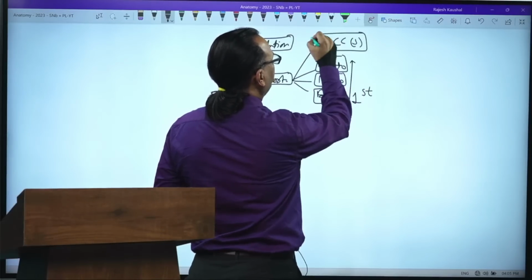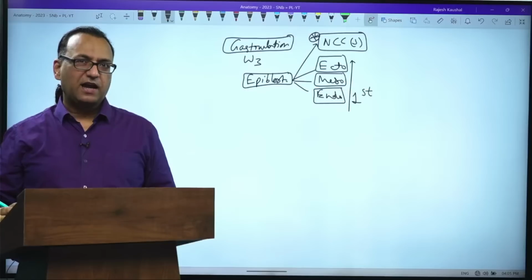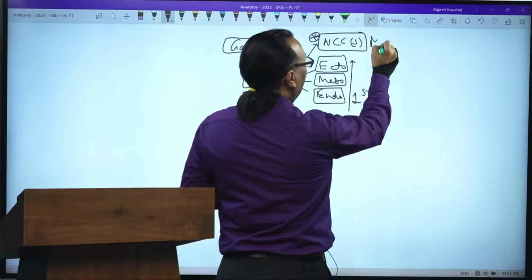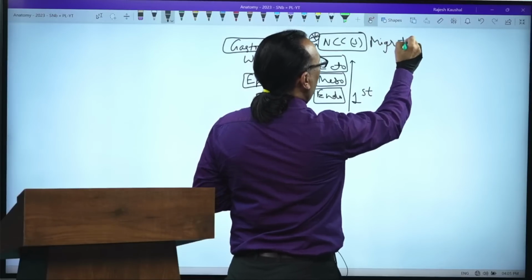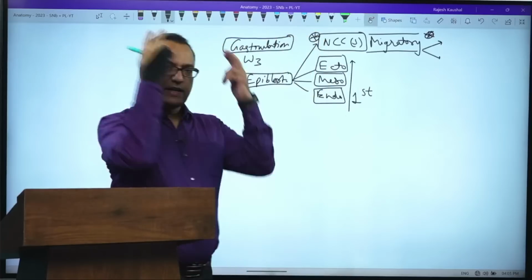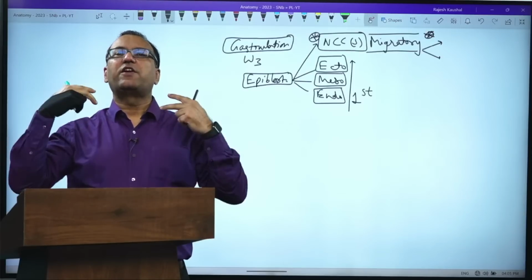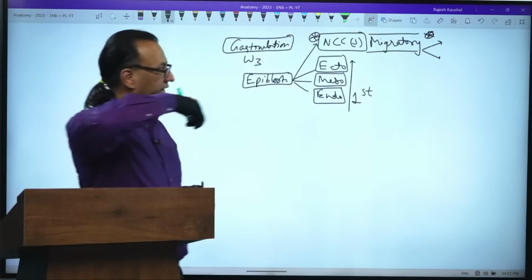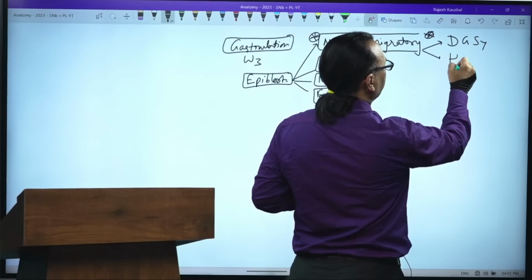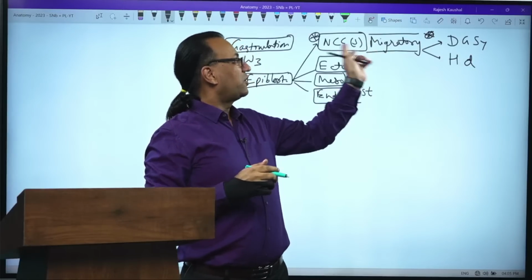Now, there are some questions which keep coming on neural crest cell derivatives. These are migratory cells, and they keep migrating to various regions of the body. So, we are going to talk about some problems with the migration. Sometimes they may not migrate to the head and neck region. There is DiGeorge syndrome. There is another syndrome, Hirschsprung disease, which we can talk about. So, one is DiGeorge syndrome, another is Hirschsprung disease. These are because of problems of migration of neural crest cells.